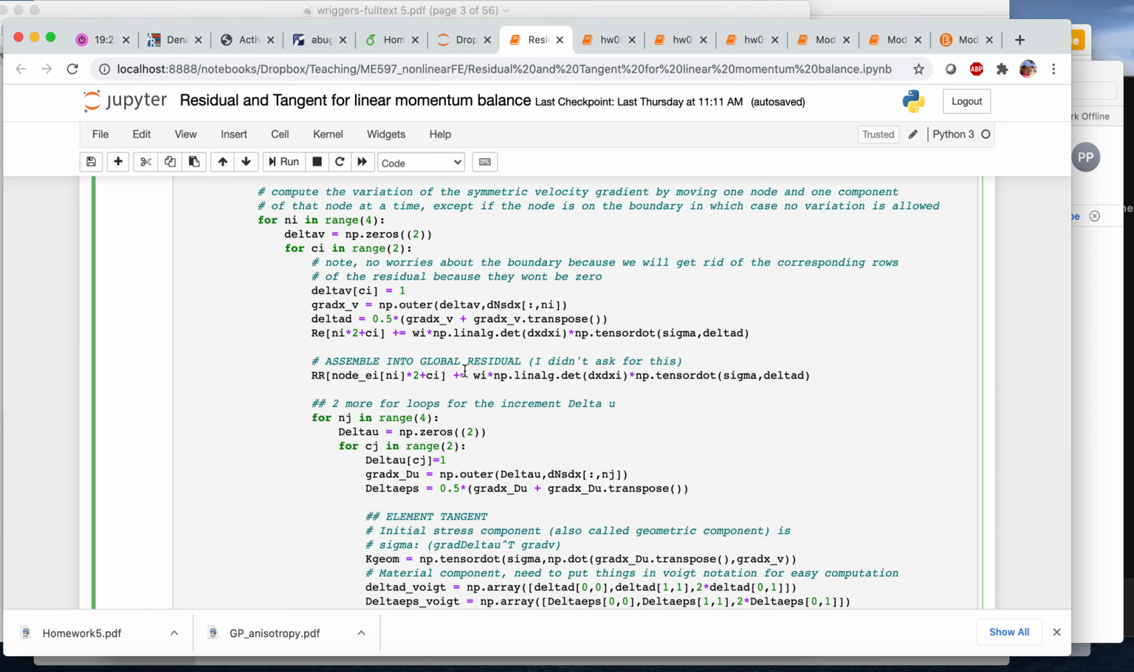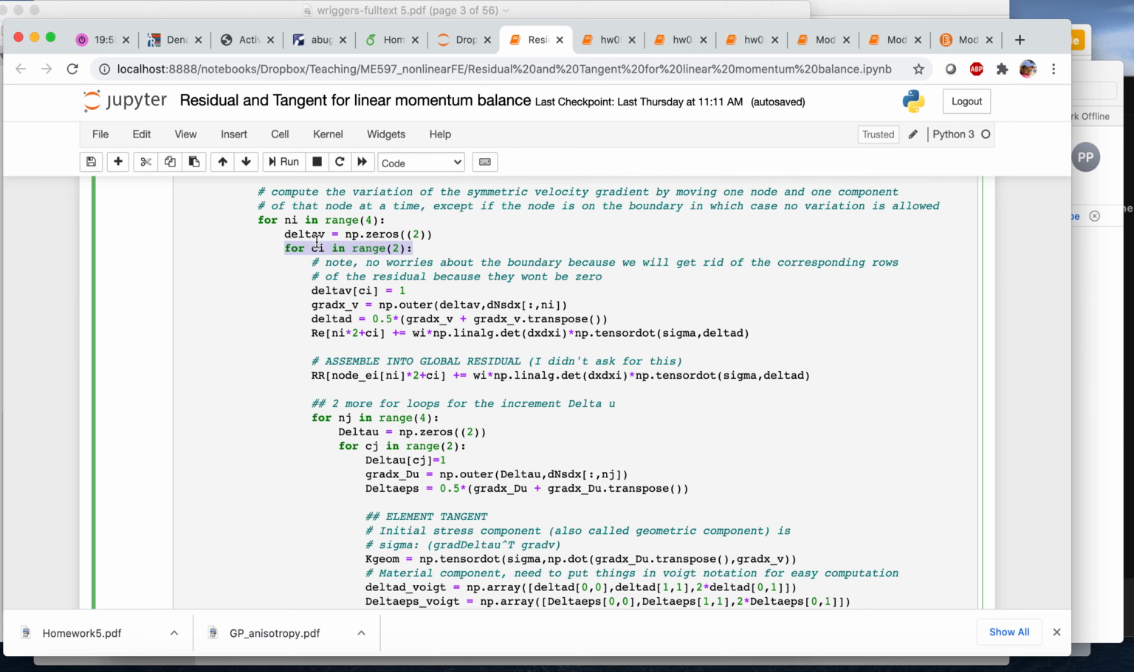And now actually doing the residual. For the residual, loop over nodes, because the residual is 8 by 1, and it's 8 by 1 because it's 4 nodes and each node has an x and a y component. So another way to loop over these 8 values is to have a loop over nodes, and inside of that a loop over coordinate, x or y.